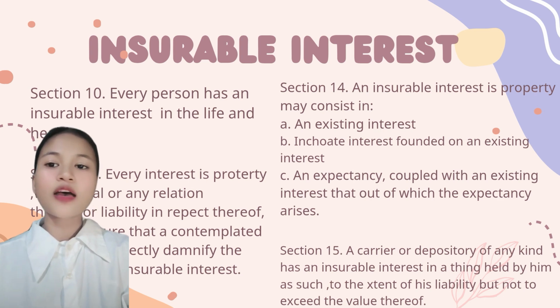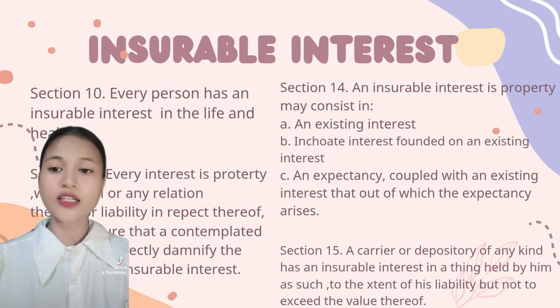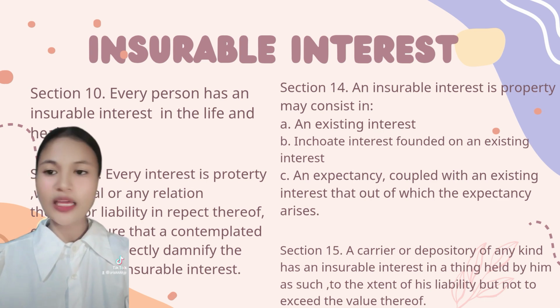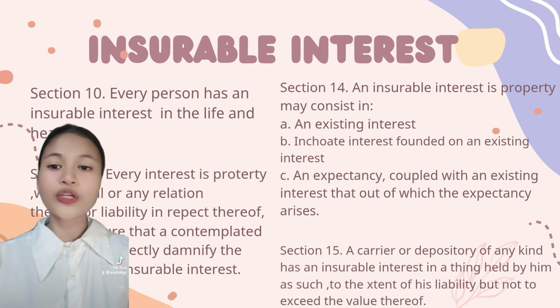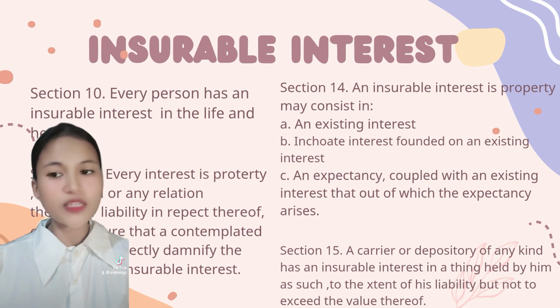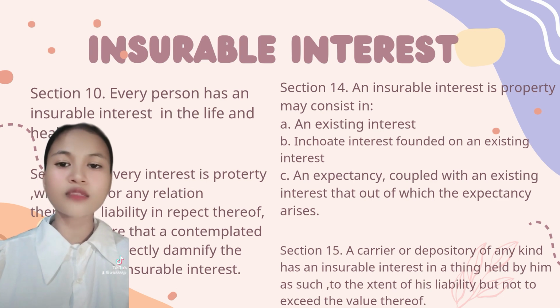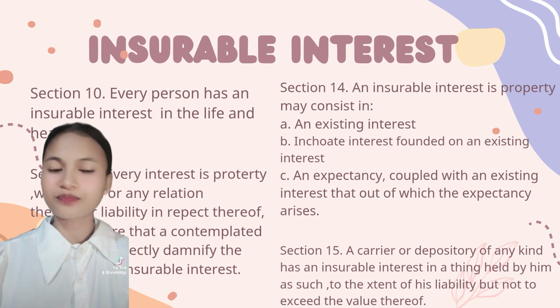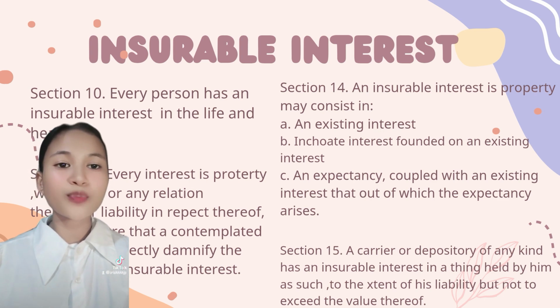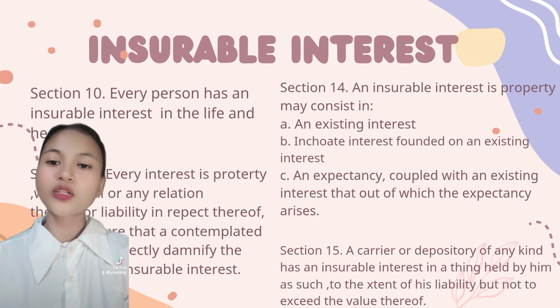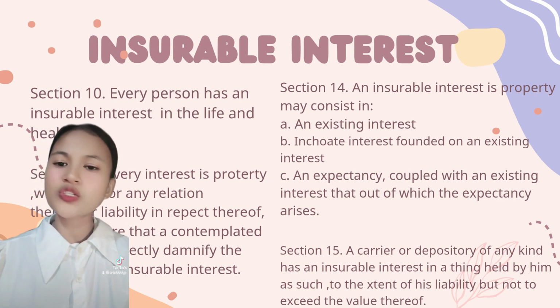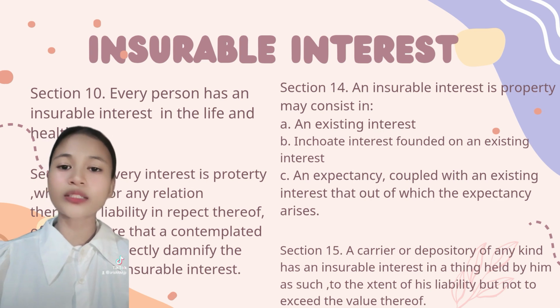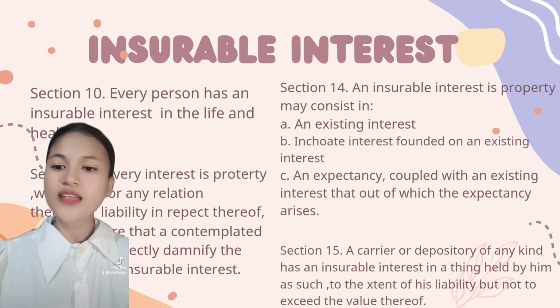In Section 10, every person has an insurable interest in the life and health: A, of himself; B, of any person on whom he depends wholly or in part for education or support, or in whom he has a pecuniary interest; C, of any person under a legal obligation to him for the payment of money or respecting property or services, of which death or illness might delay or prevent the performance. And in Section 13, every interest in property, whether real or personal, or any relation thereto, or liability in respect thereof, of such nature that a contemplated peril might directly damnify the insured, is an insurable interest.